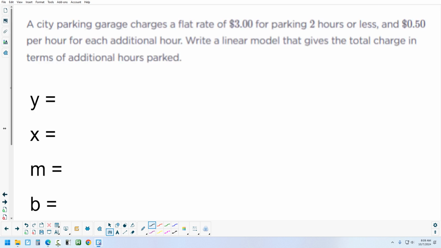Okay. So you guys have this printed. It's on the back of the first page. It says a city parking garage charges a rate of $3 for parking 2 hours or less, and then they charge 50 cents per hour for each hour after that. Write a linear model, that means write an equation in y equals mx plus b, that gives the total charge basically that you're going to have to pay to park your car. Okay, so we've got two numbers. Okay, let's start out with the easy one.